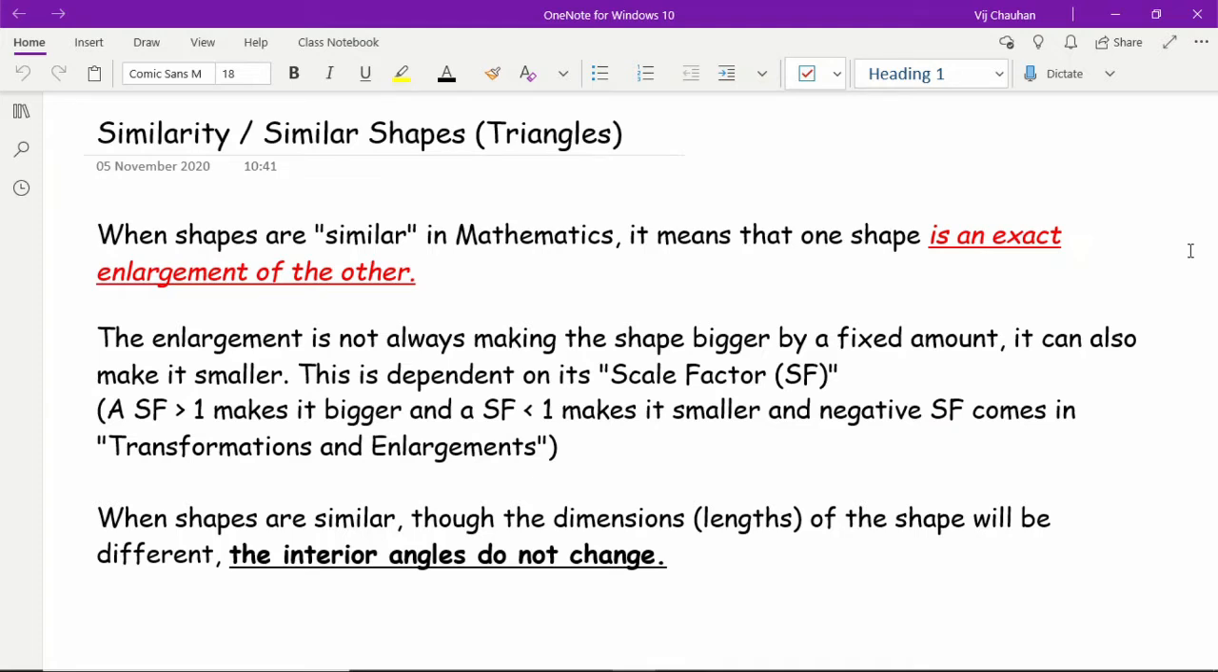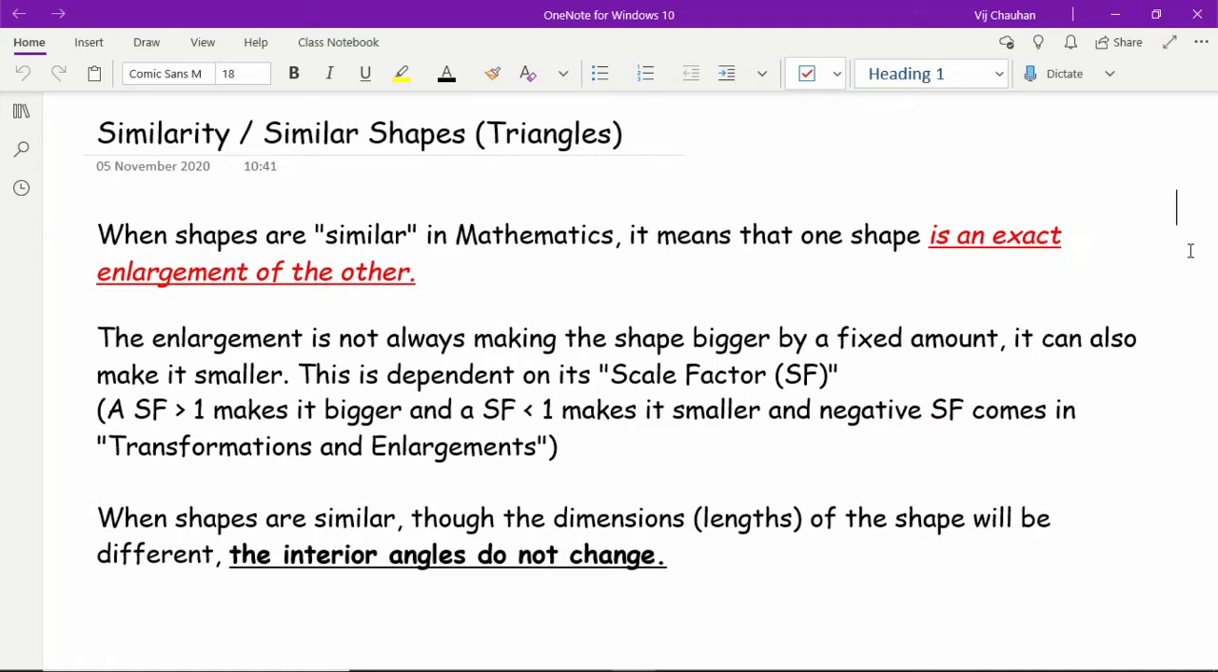So when shapes are similar in mathematics, it basically means that one shape is an exact enlargement of the other. Now the word enlargement can seem somewhat deceiving because often when people think of the word enlargement, they think that you're always making something bigger. However, that is not always the case. Just like when it comes to multiplying, the biggest misconception is that when you're multiplying a number by another number, you're always making it bigger. However, that's not the case when you are multiplying by either a negative number or a number that is less than 1. So don't automatically think that when you're enlarging a shape you're always making it bigger.